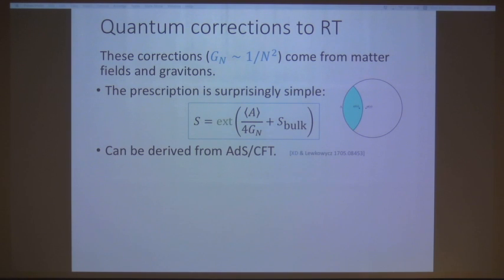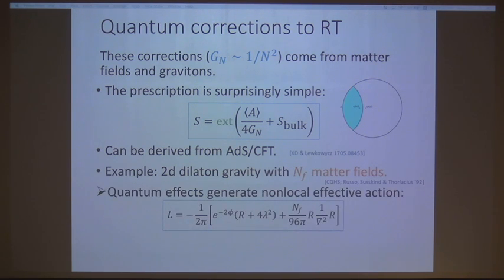Again, this formula can be derived using various tools from AdS/CFT. I won't go through any of this, but I want to give a simple example where I hope to convince you that this is not crazy. If you consider 2D dilaton gravity with a lot of matter fields, then this is basically a model based on the CGHS dilaton theory and improvement by RST.